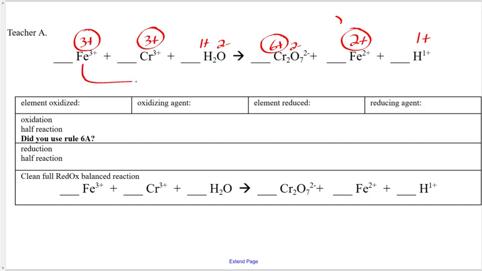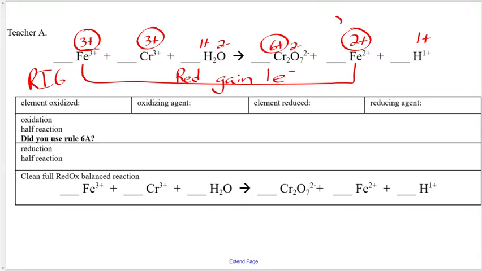So the iron goes from a 3 positive to a 2 positive. That is a reduction in oxidation number. I write RED for reduction. RIG. Reduction is the gain of electrons. So how many electrons did it have to gain to go from a 3 positive to a 2 positive? It gained 1 electron. Next, I look at the chromium.